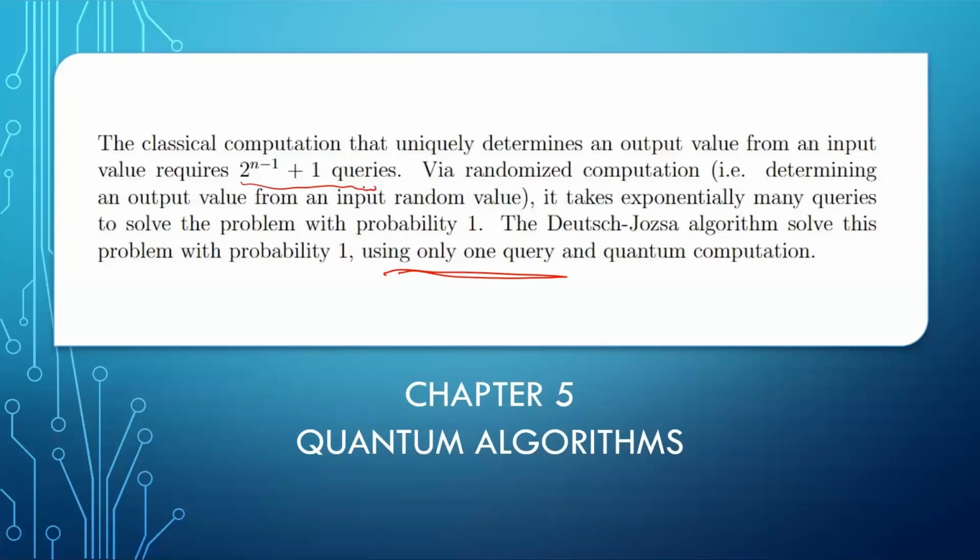So in our design, we will use just a one-bit system, so n is equal to 1, and that means we will require 2 to the 0 plus 1, which means we will require 2 queries if we want to do this on a classical computer. On the other hand, we will need only 1 query, and we will show that right now.